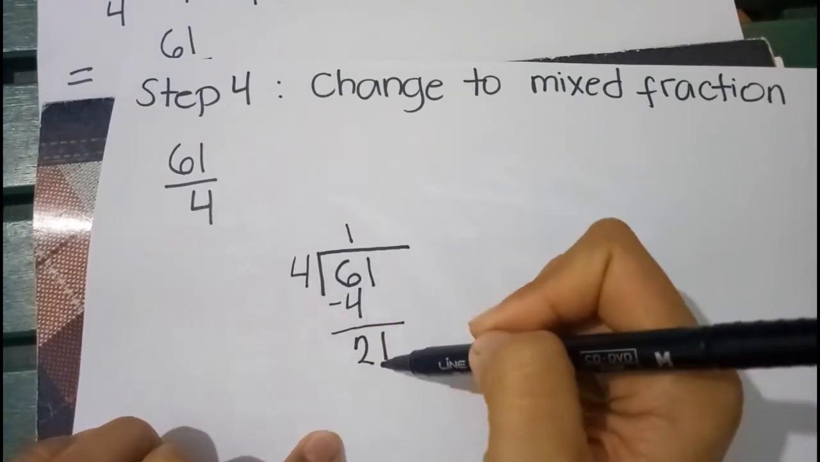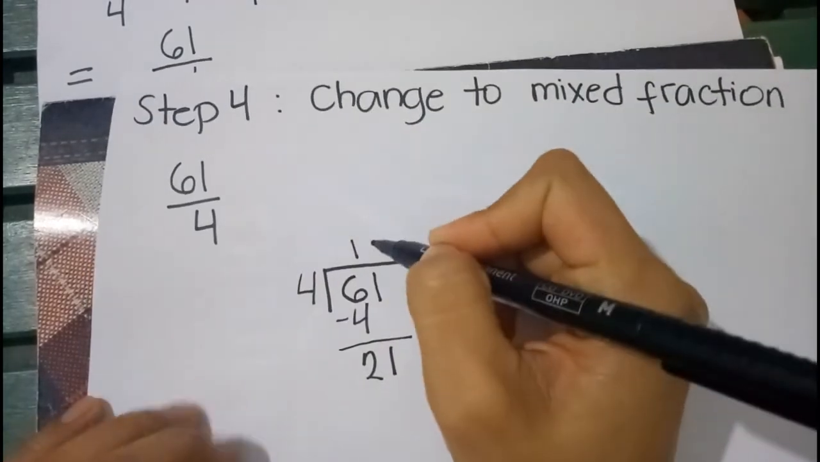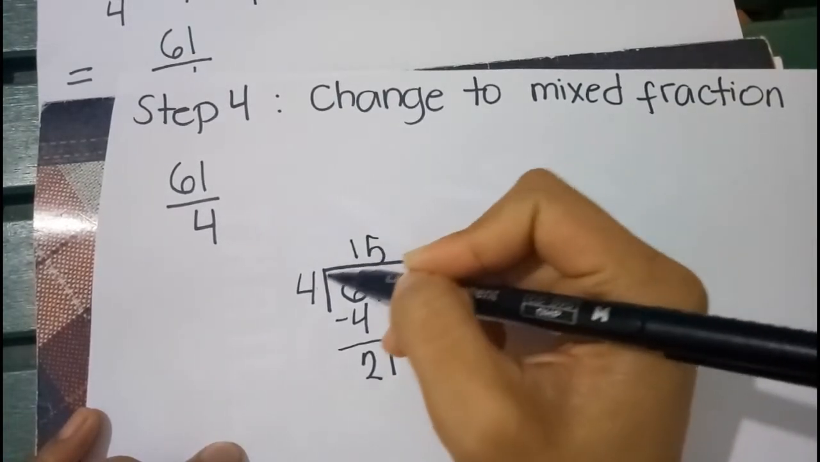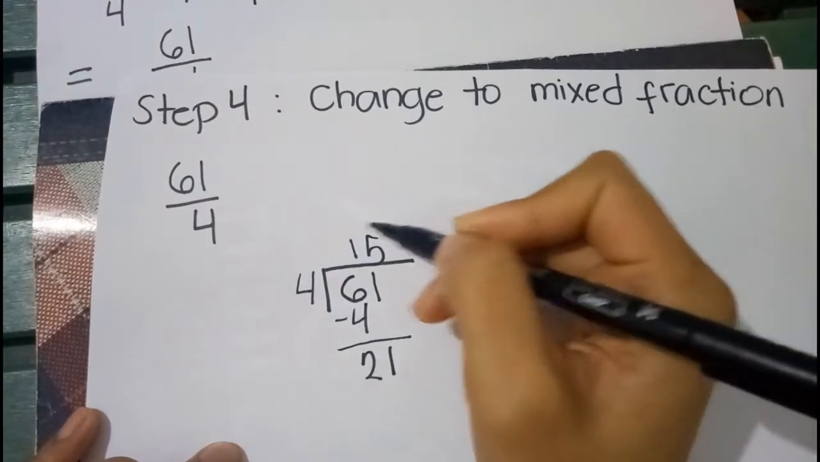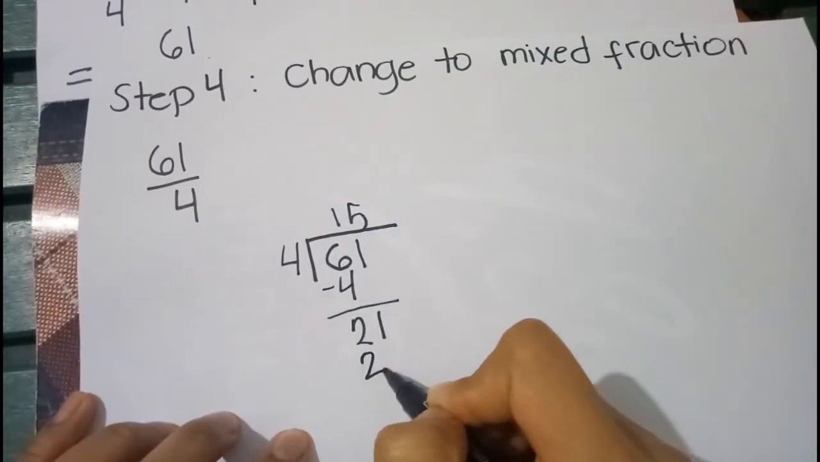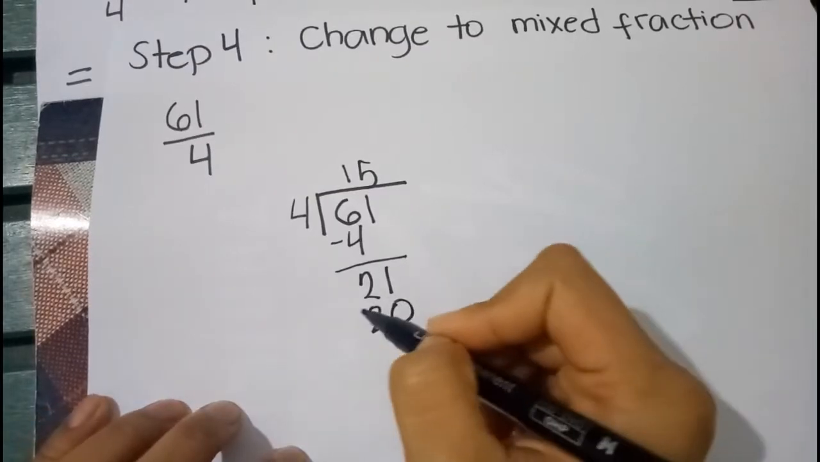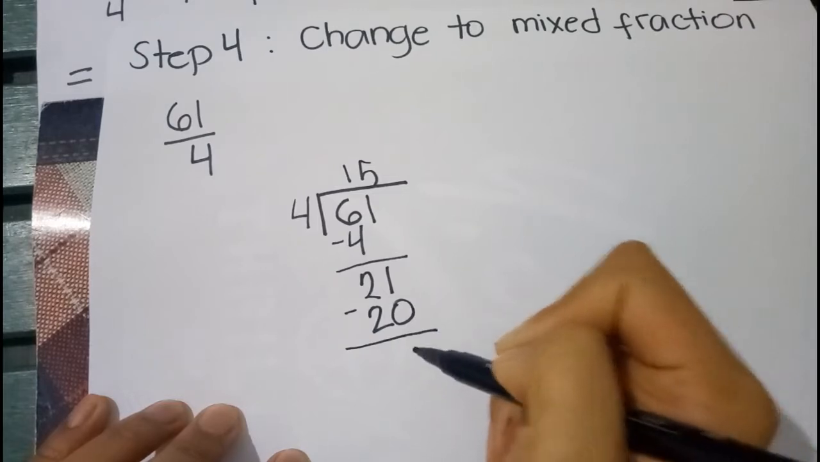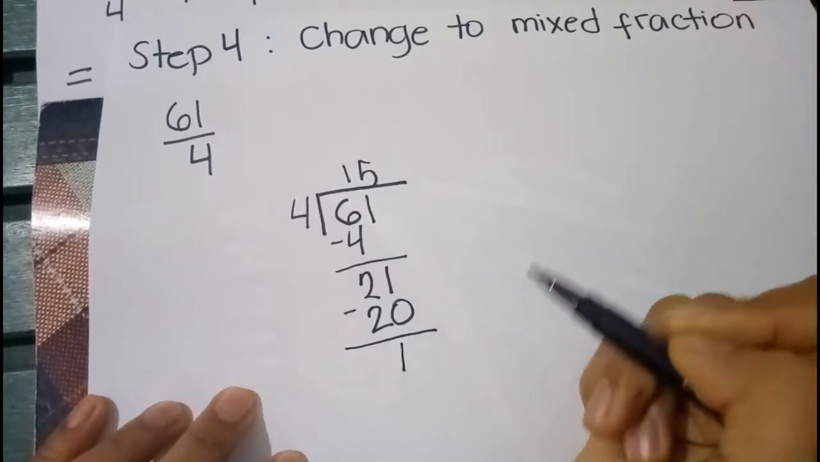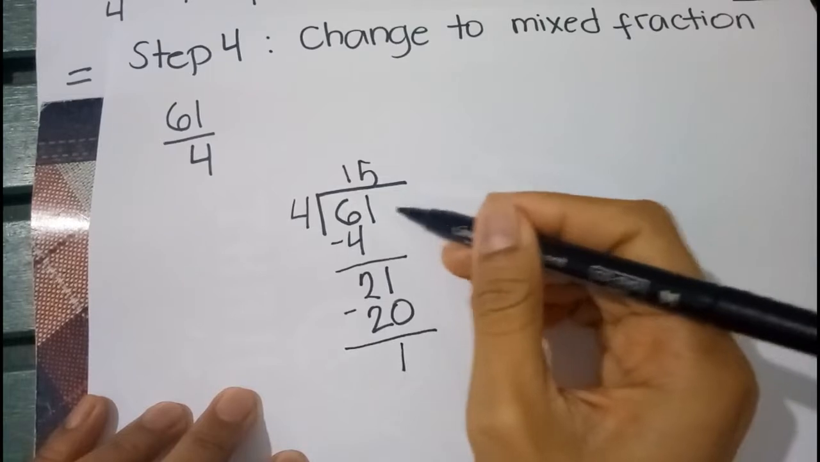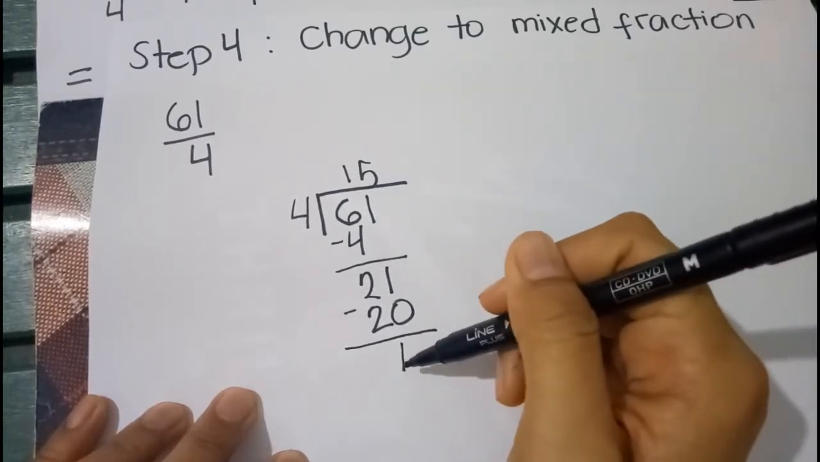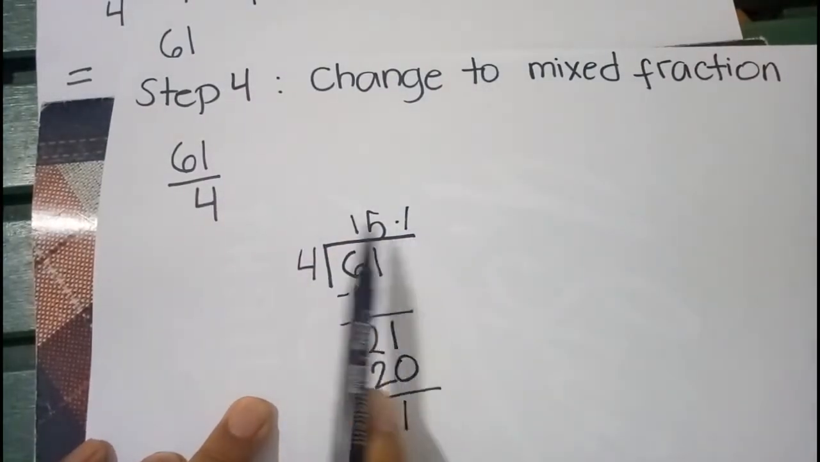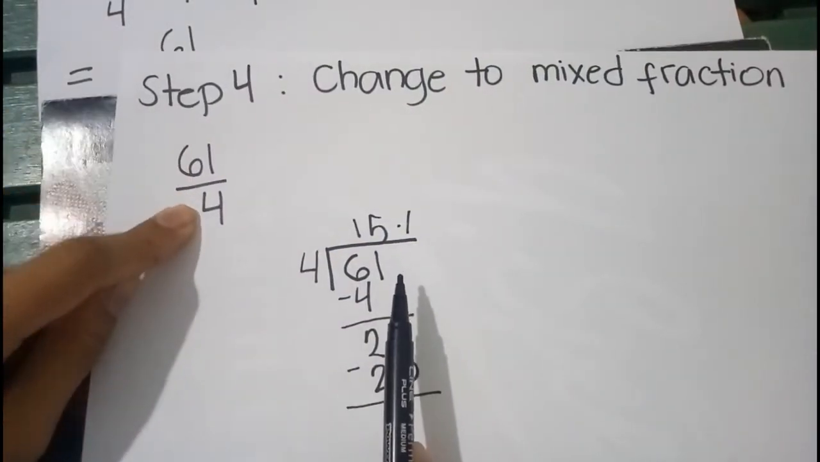How many 4s are inside 21? The answer is 5, so you write 5 on top of 1. 5 times 4 is 20, so you write 20 here, and then you take away 21 minus 20. The answer is 1. Now there's no more number in your dividend, so we have a remainder of 1. So this is the answer for 61 divided by 4.